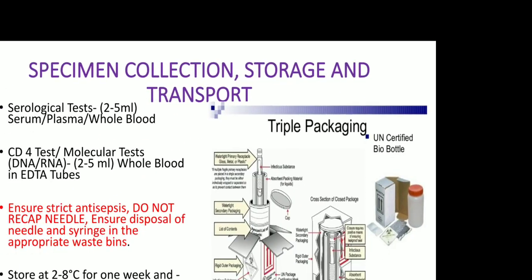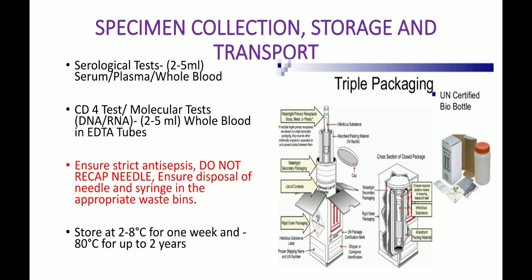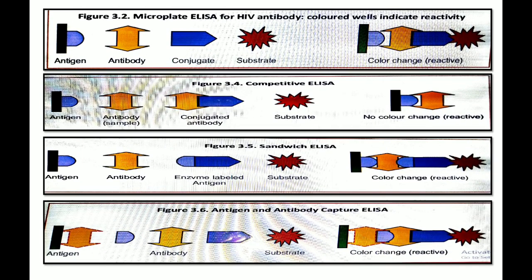So now we have collected the sample. Let us see what tests can be done. The most important test that is usually done is the serological test. And the serological test available to detect HIV is your ELISA test.